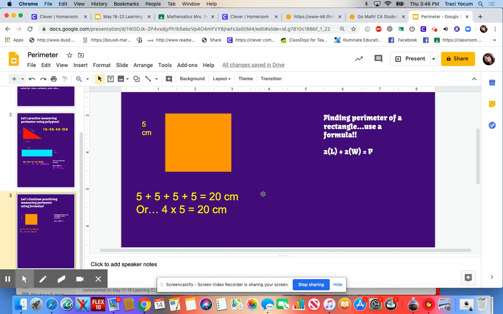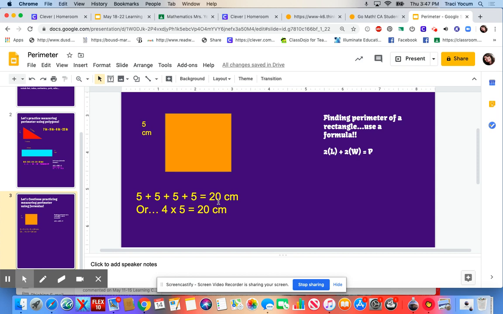Now, finding the perimeter around squares is really kind of fun, because we know that a square is a four-sided figure with all four sides being equal. So if I get a square, all I need is one side of measurement. Now, we could do the old fashioned way of finding perimeter. We could say 5 plus 5 plus 5 plus 5 equals 20 centimeters. Again, we can't forget that unit of measure. That is a perfect way of finding perimeter.